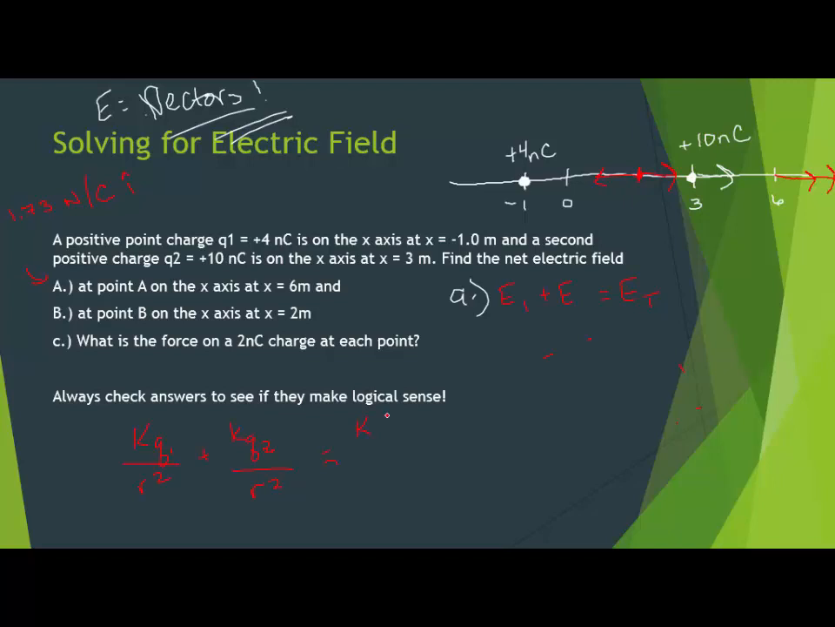So this is k, Q1, 4 times 10 to the negative ninth, over r squared, now this is 2 plus 1 is 3 squared. And this, k, 10 times 10 to the negative ninth. Now the difference between 2 and 3 is just 1. So this is 36 over 9 plus 9 over 1. 90.